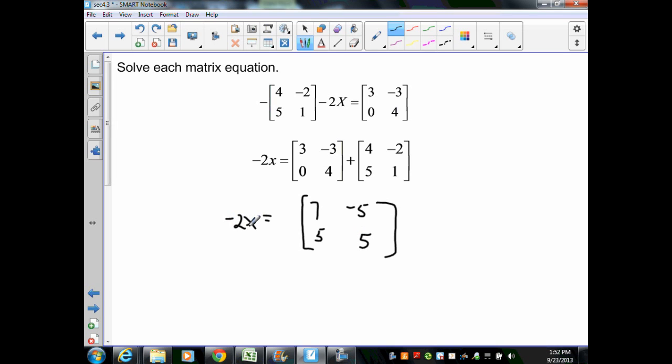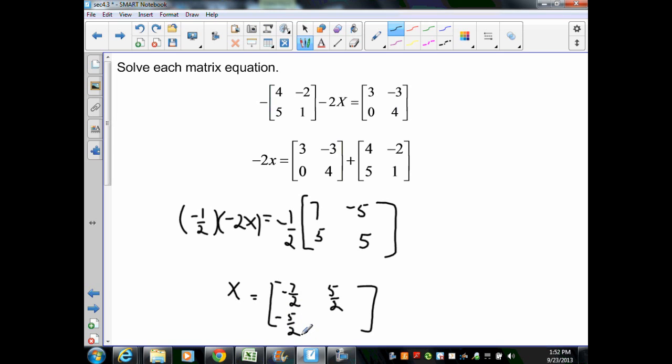Now we have a negative 2 multiplying my variable. So I need to perform the inverse operation, which is to multiply by a negative 1/2 on both sides. And that leaves me x on the left. And then scalar multiplication with the matrix. Negative 1/2 times 7 is a negative 7/2. Negative 1/2 times a negative 5 is a positive 5/2. Negative 1/2 times a positive 5 is a negative 5/2. And a negative 1/2 times a positive 5 is a negative 5/2.